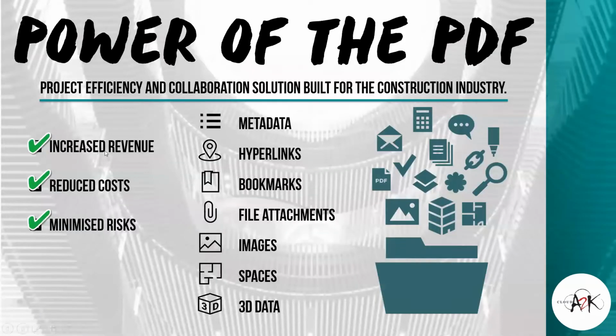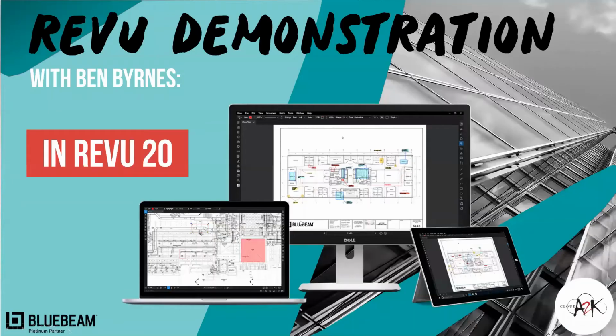The power of the PDF is that it doesn't just include drawings, so we can have all the metadata in there, which is particularly useful for 3D PDFs. You can do hyperlinks, bookmarks, images, which we'll show a lot today, and 3D data. And now we're going to get into our live demonstration in Revu 20.